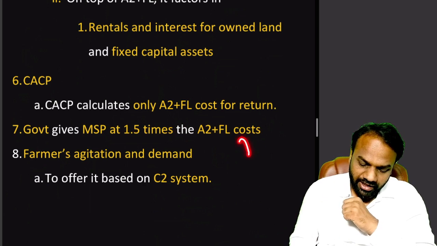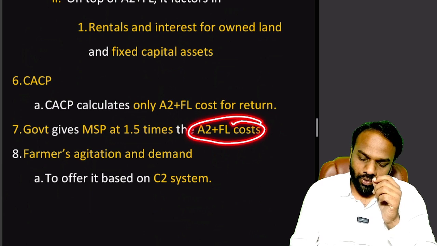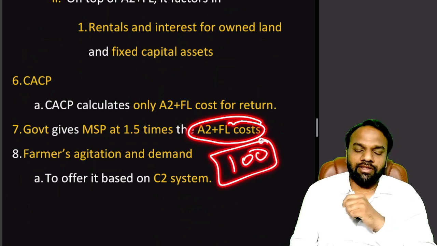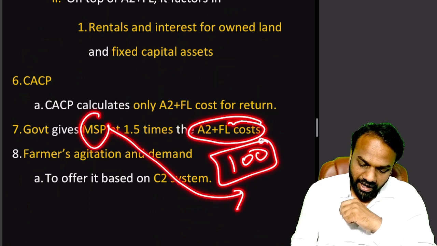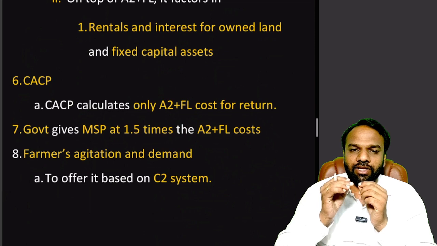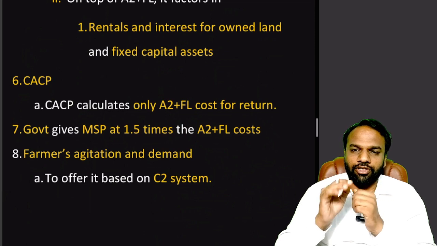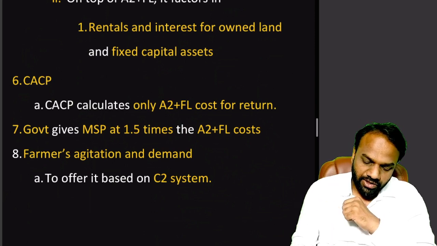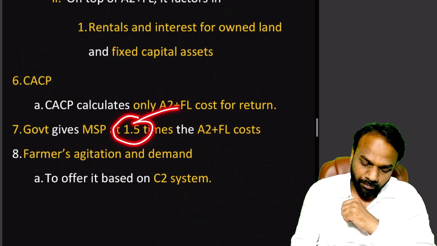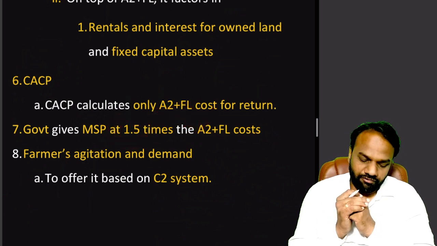So let us consider rice as an example. The costs involved in growing 1 kg of rice, let us assume it is 100 rupees. Then the government fixes MSP at 150 rupees. It means a farmer should gain at least 50% profit on the production cost. So in this fashion, CACP gives recommendation based on A2 plus FL, and government gives MSP at 1.5 times the A2 plus FL.